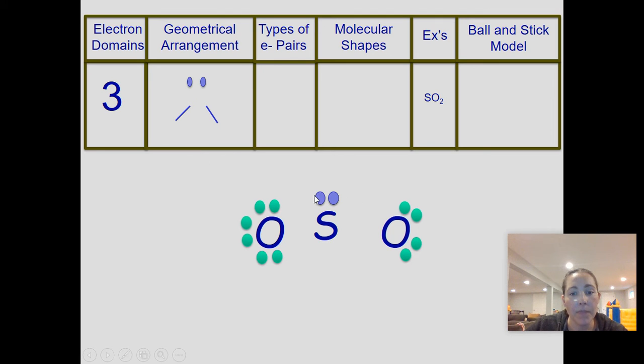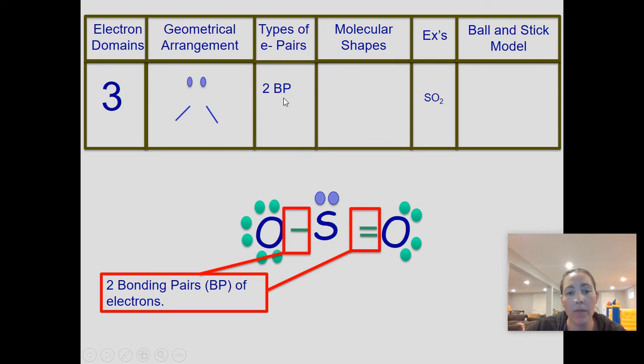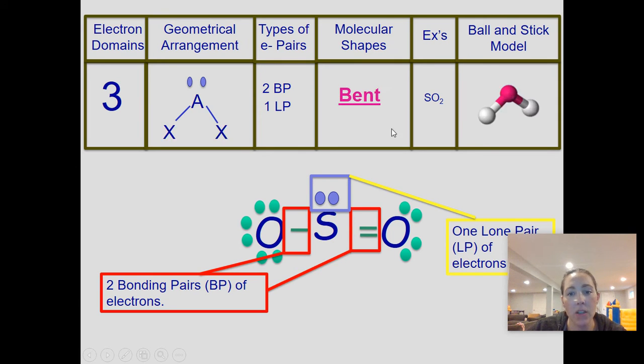This one has 3 total electron domains. You've got 1, 2, and then a lone pair, 3. So of those, we have 2 bonding pairs, and then we have 1 lone pair. And this is called a bent molecule. For the geometric arrangement, you have to put them going downwards. Well, I guess you could put them upside down if you want. And then the lone pair is up at the top or bottom, depending on what you're doing.